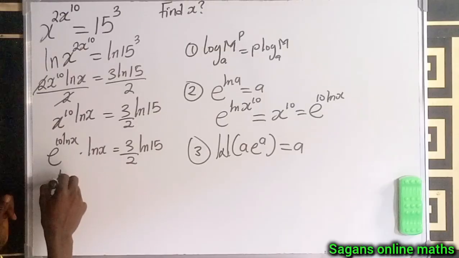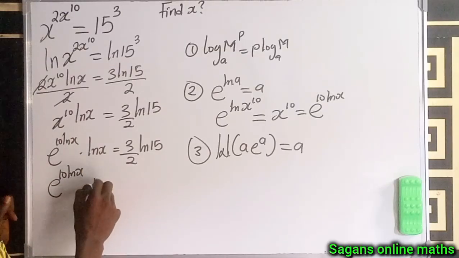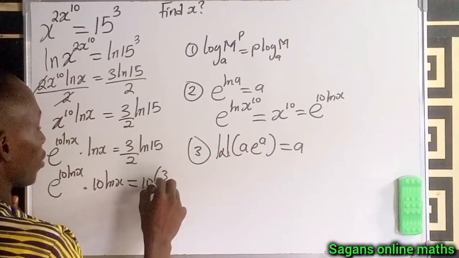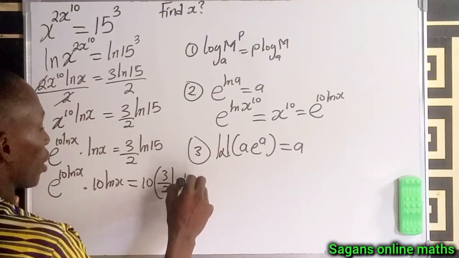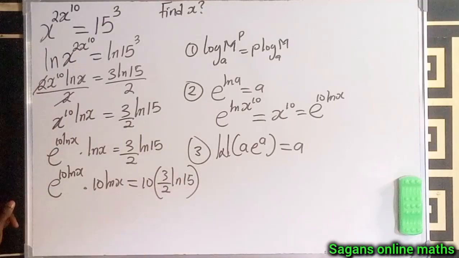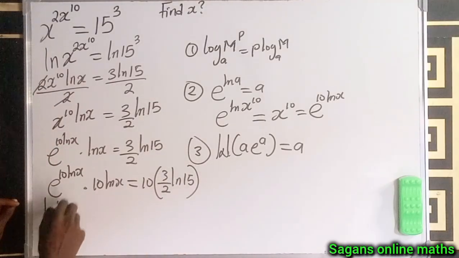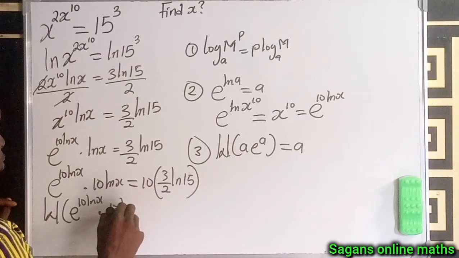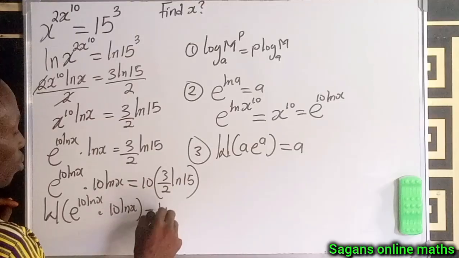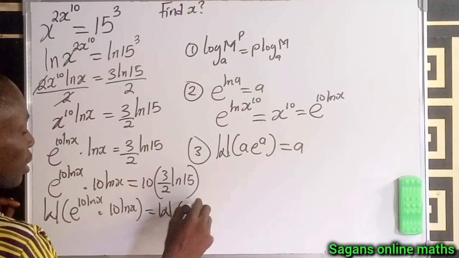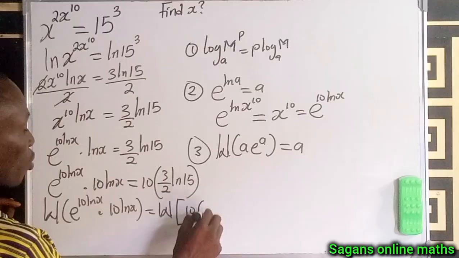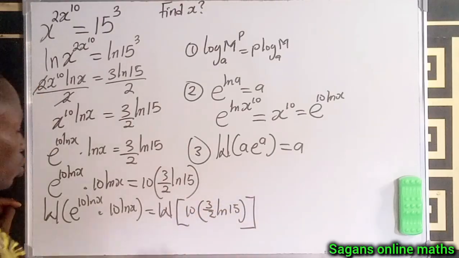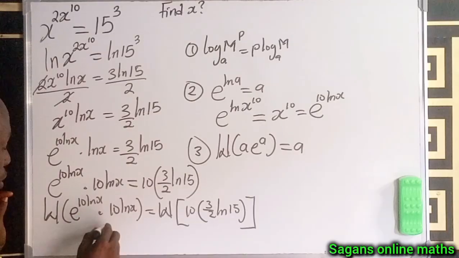So that means e to the power of 10 ln x multiplied by 10 ln x equals 10 times 3 divided by 2 ln 15. Have you seen that we are multiplying both sides by 10, right? So we apply the Lambert W function to both sides. The Lambert W function of e to the power of 10 ln x multiplied by 10 ln x is equal to the Lambert W function of 10, let me put bracket open, times 3 divided by 2 ln 15, then bracket close.